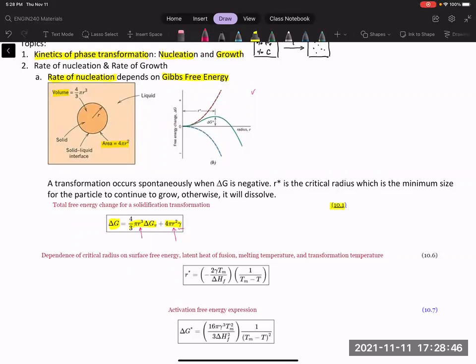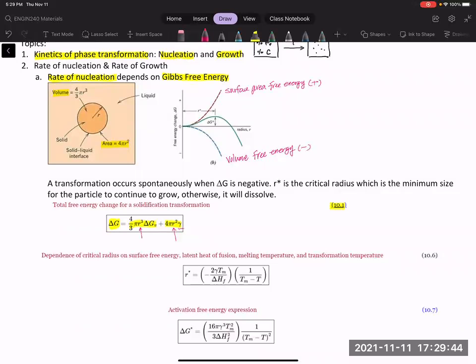The two lines that you see here: the red line represents the surface area. We just told you the surface free energy is positive, because think about it, energy goes into the system in order to cut it into smaller pieces to increase the surface area. The bottom line is the volume free energy. This is the one where you increase the size, and this one will release energy, so it's going to be negative.